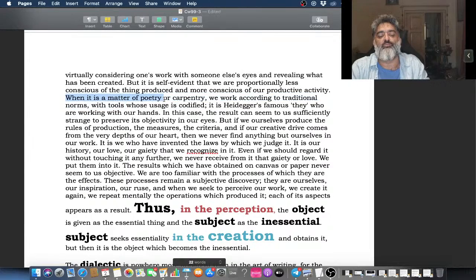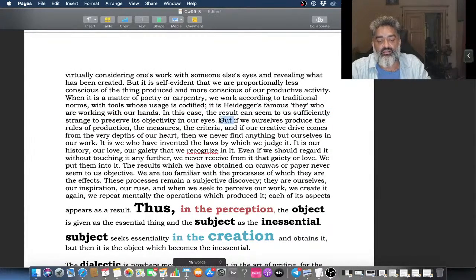When it is a matter of poetry or carpentry, we work according to traditional norms with tools whose usage is codified. It is Heidegger's famous, so this is where people will get lost and fuzzy about what's going on, but whatever is fuzzy, ignore it, find a sentence that you can understand. In this case, poetry or carpentry, the result can seem to us sufficiently strange to preserve the objectivity in our eyes, because chairs are chairs and they have been made a certain way for 5,000 years. So there is a particular way of doing it. If I make a chair, I can say, have I made a chair? Yes, I have made a chair.